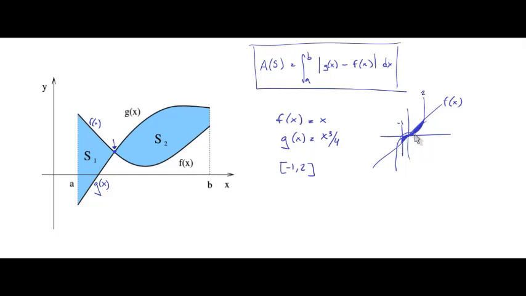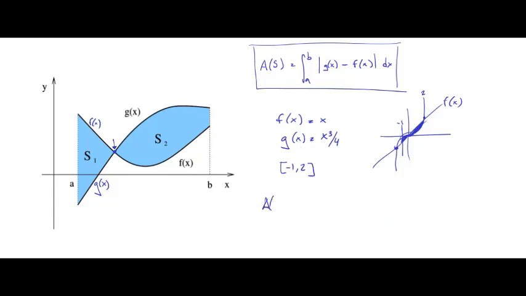How do I know this? Let's see where these two functions are equal. Where is x equal to x cubed over 4? This is equivalent to x cubed minus 4x equals 0, which is equivalent to x times x squared minus 4. The solutions are x equal to 0 and x equal to plus or minus 2. So these are the 3 points of intersection. Between minus 1 and 0, g, the cubic polynomial, is greater than f, and between 0 and 2, f is greater than g.